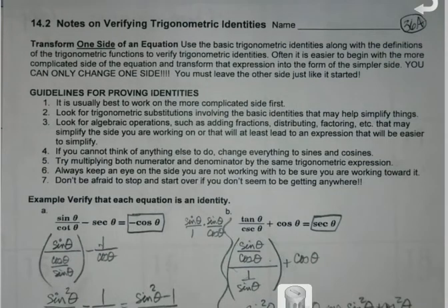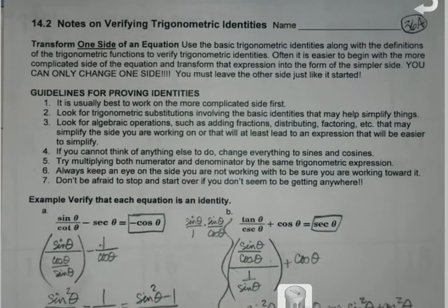So, a couple of reminders off of yesterday's notes. First one, biggest one. When we're transforming these, we can only touch one side of the equation. Whichever side you choose to work with, that's the only side you work with. So most of the time we deal with the more complex side because what can you really do with negative cosine theta or whatever it happens to be? So work on the more complicated side.